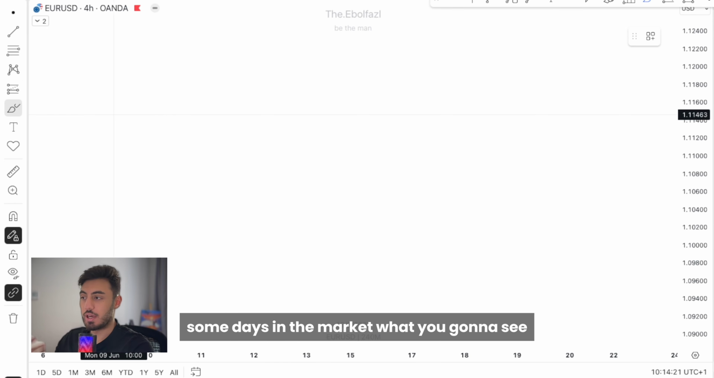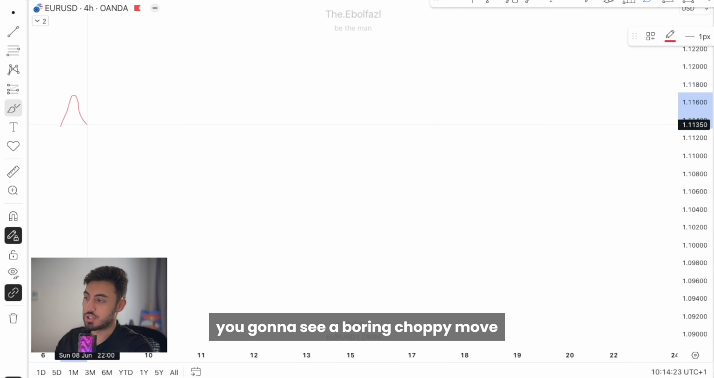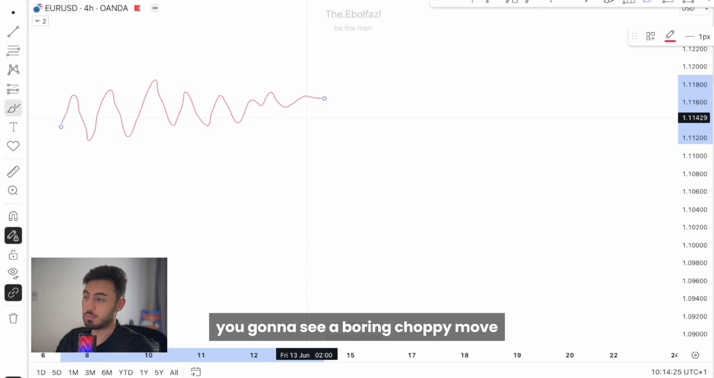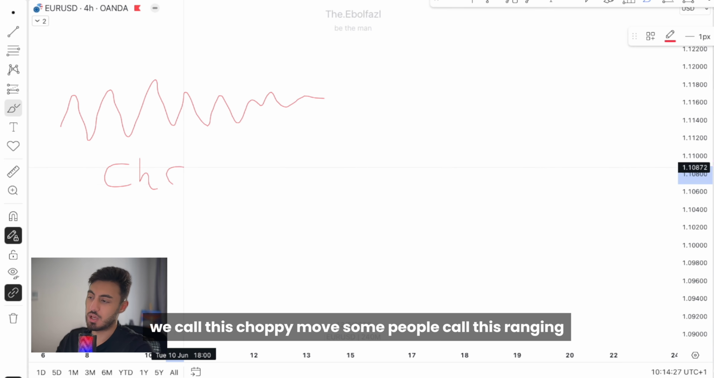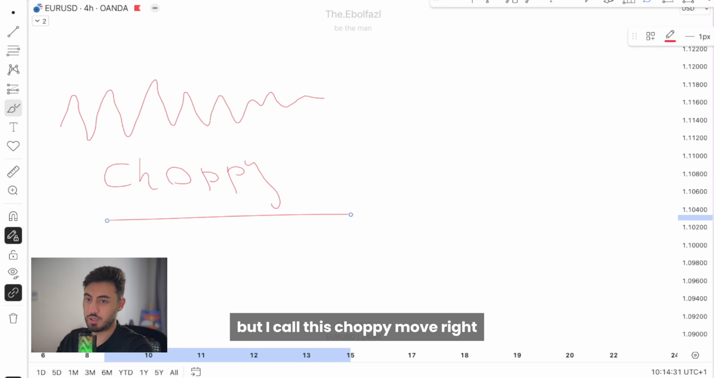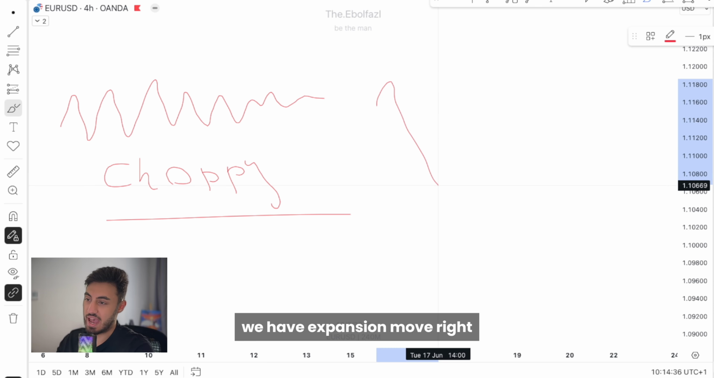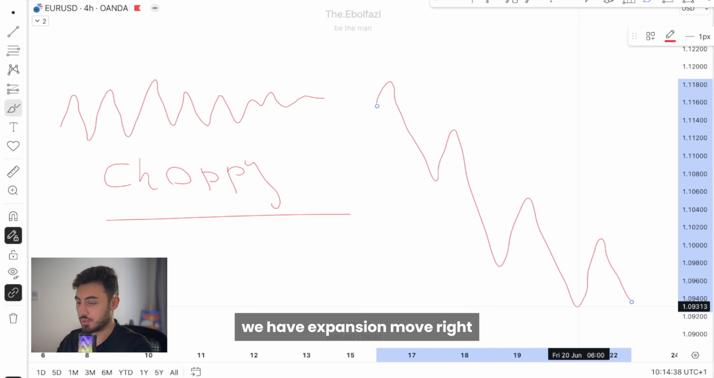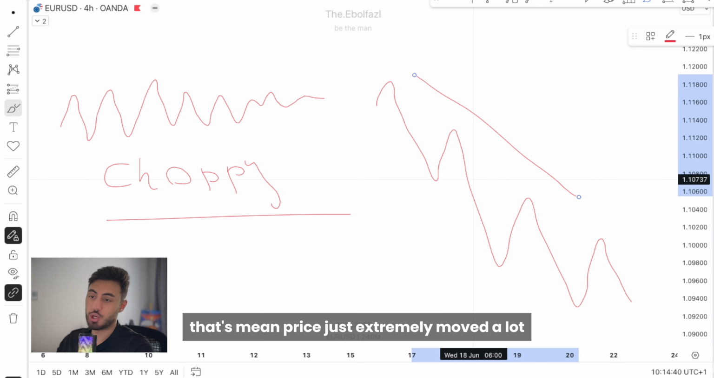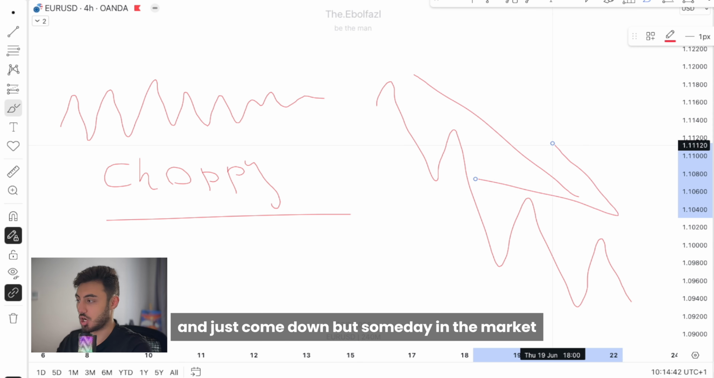Some days in the market, what are you going to see? You're going to see a boring, choppy move. We call this a choppy move. Some people call this ranging, but I'm calling this a choppy move, right? Some days in the market, this is going to be different. We have an expansion move, right? That's where price just extremely moved a lot and just came down.